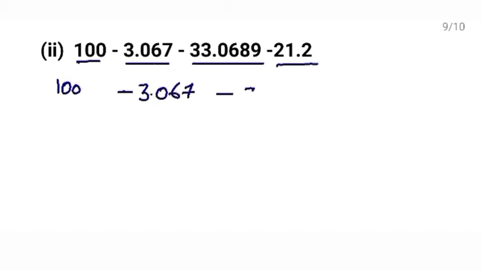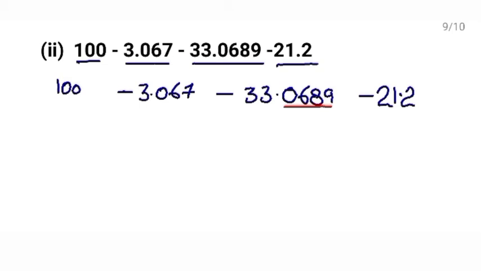100 minus 3.067 minus 33.0689 minus 21.2. First step is make all the numbers like decimals. So write the numbers first. 100 minus 3.067 minus 33.0689 minus 21.2. After decimal, maximum digits are 4.